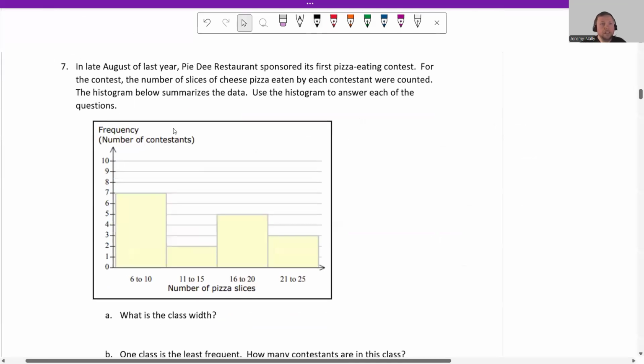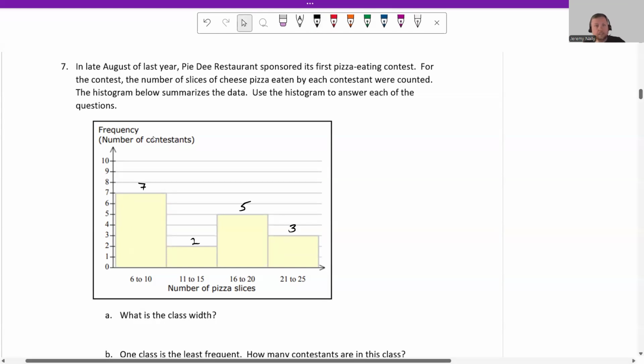Okay, in late August of last year, Pi D Restaurant sponsored its first pizza eating contest. For the contest, the number of slices of pizza eaten by each contestant were counted. The histogram below summarizes the data. Use the histogram to answer each of the questions. So this is optional, but I'm going to go ahead and just label these so I don't have to think so hard later.